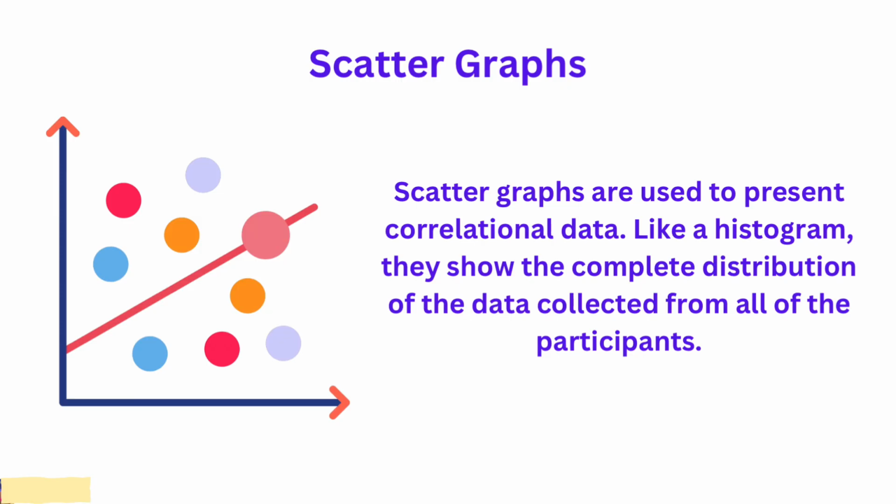The third is scattergraphs. Scattergraphs are used to present correlational data. Like a histogram, they show the complete distribution of the data collected from all the participants. The horizontal x-axis will be labeled with one of the covariables, and the vertical y-axis will be labeled with the other covariable. It does not matter which covariable goes on which axis. Next, the pairs of scores obtained from each participant are plotted using a small dot or cross.